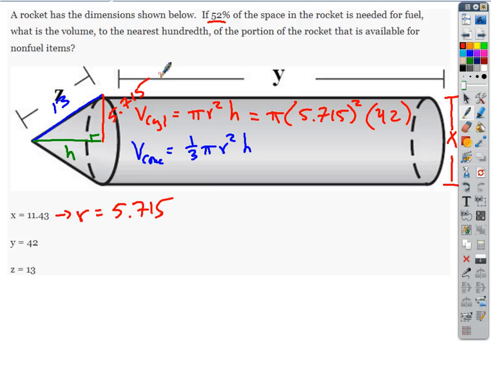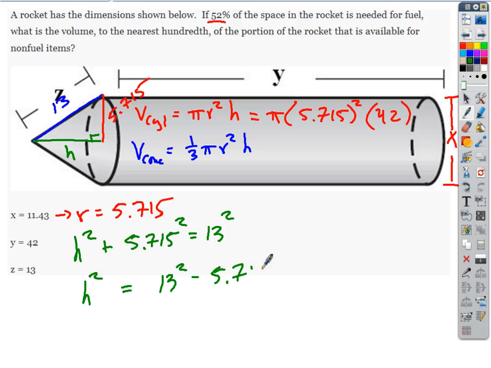Okay, I heard it. So h squared plus 5.715 squared equals the hypotenuse 13 squared, right? So to solve for h, wouldn't I just subtract 5.715 squared from both sides? So h squared equals 13 squared minus 5.715 squared. What do I do to solve for h? Last step? Square root. Okay, so there's h. We need h in our formula, but now it's just calculator stuff, right?